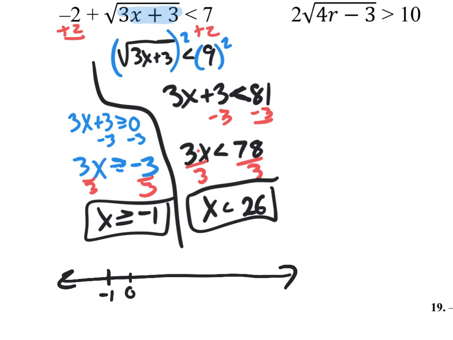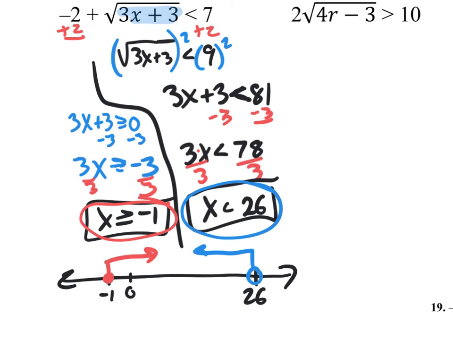Here's the number 0. Over here is the number 26. Let's do this one in red. It says x is greater than or equal to -1, solid dot, greater than is that way. Let's do this one in blue. x is less than 26, open dot, less than is that way. Where's the overlap piece? The overlap piece is in between the two.